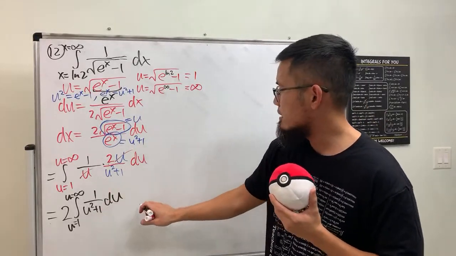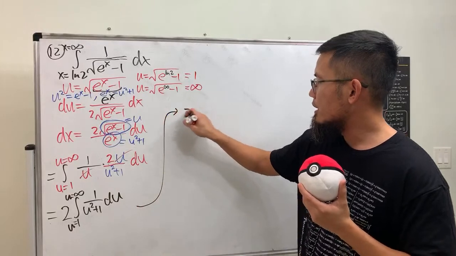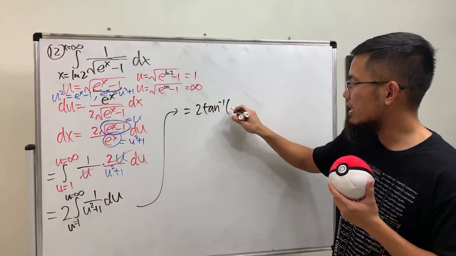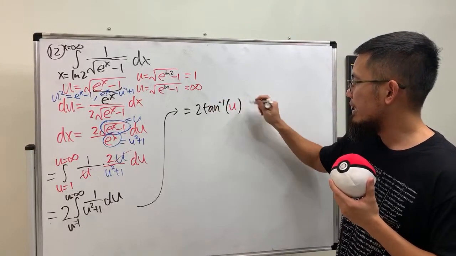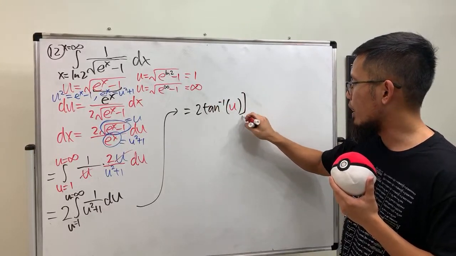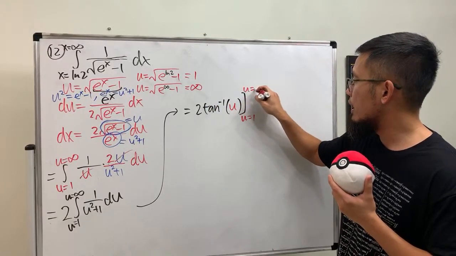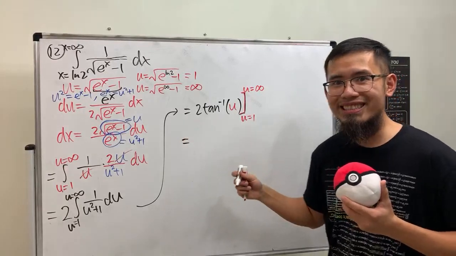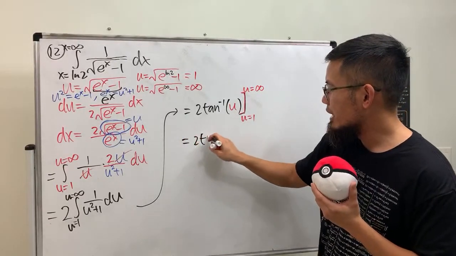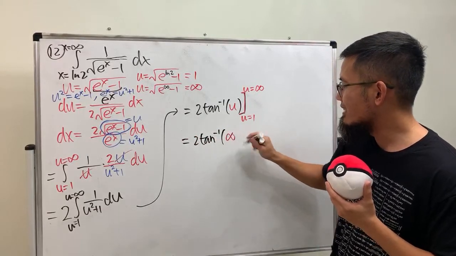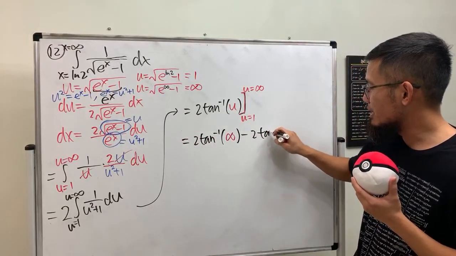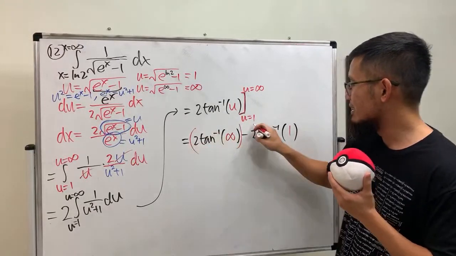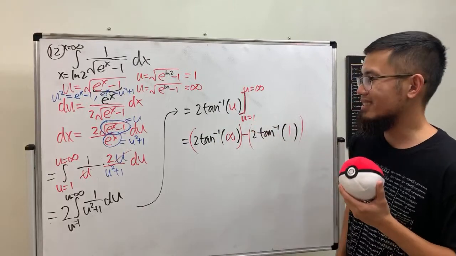So we get, let's see, put it down right here, equals 2 times inverse tangent. And then inside is u. And then we are doing everything in the u world. So u goes from 1 to infinity. Right? And just continue this. That's it. 2 inverse tangent of infinity minus 2 times inverse tangent of 1. Right? First part, second part, and subtract.